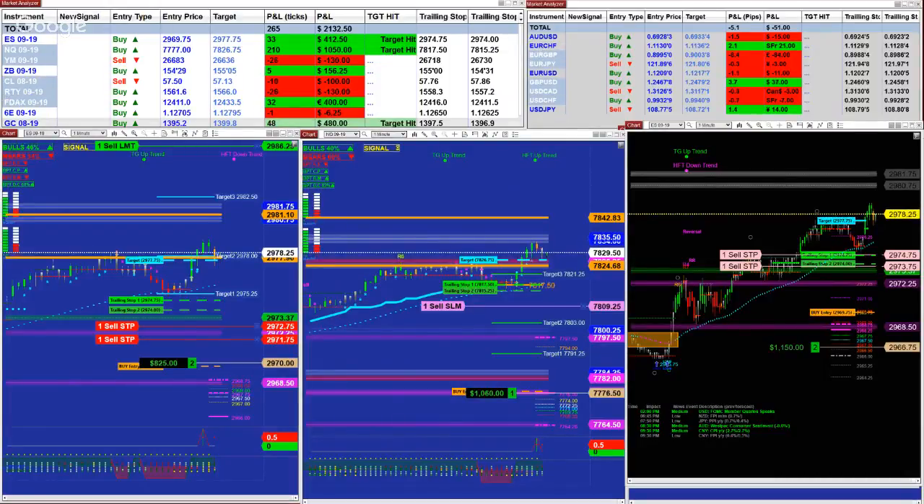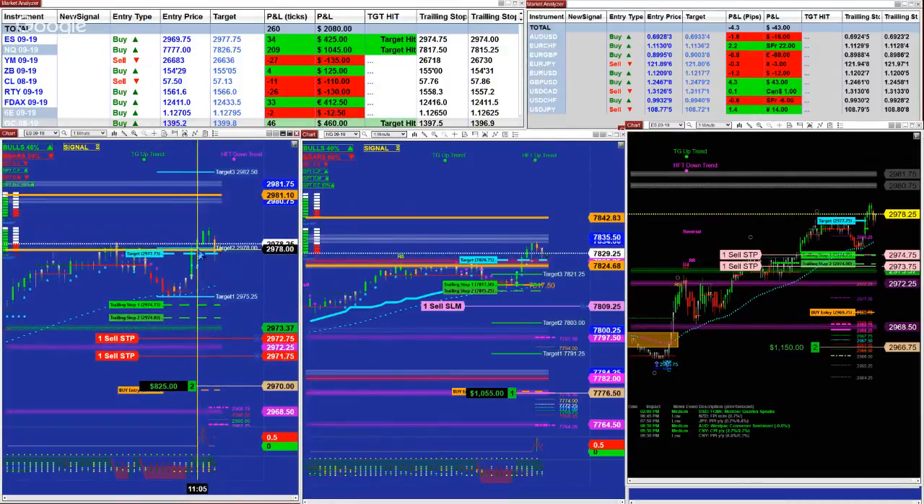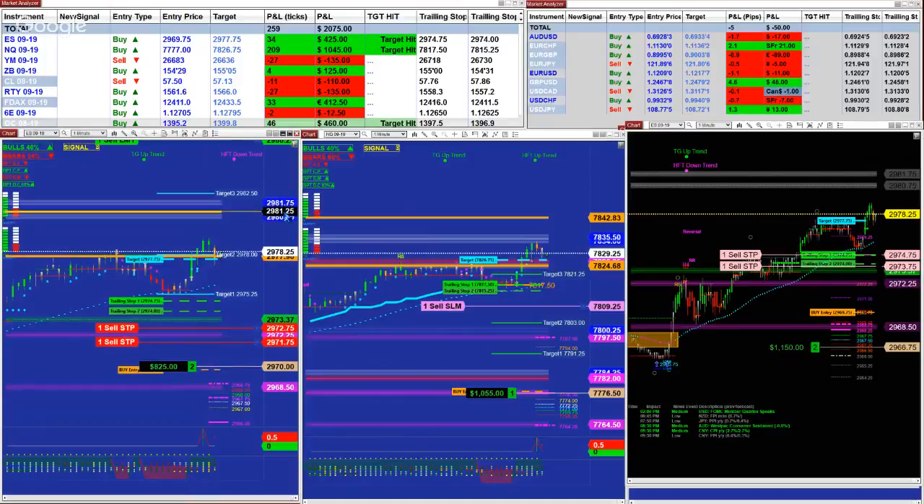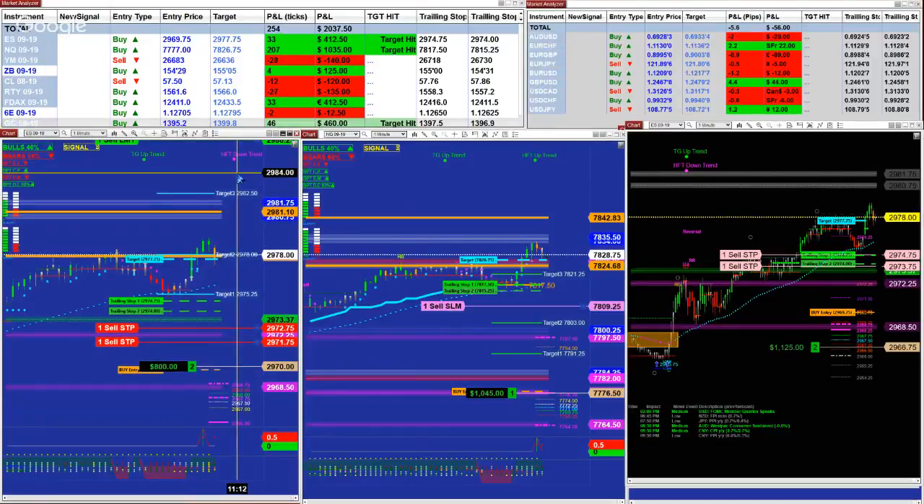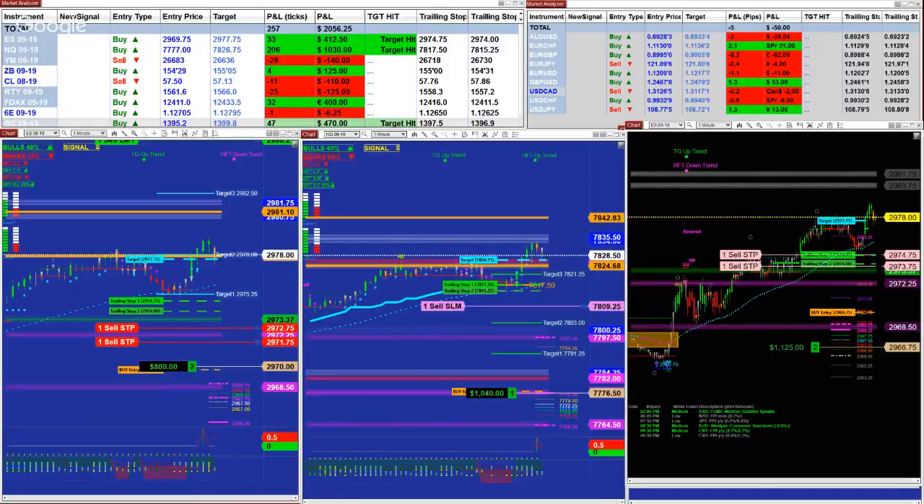Can you see, Gary, this noise between target one and target two? We hit target one, pulled back to target one, and now testing here. And I don't know. This is not too good, Ben.